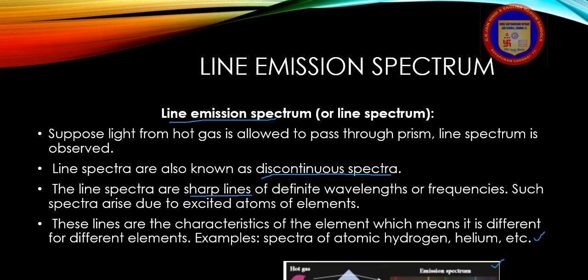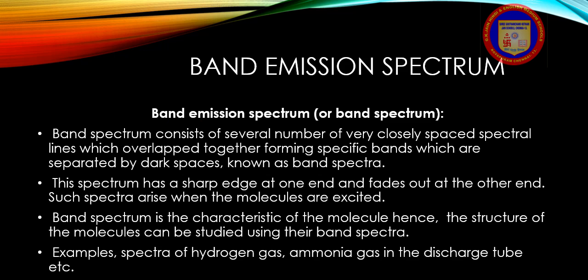Band emission spectrum, or band spectrum. A band spectrum consists of a large number of very closely spaced spectral lines which overlap together, forming specific bands which are separated by dark spaces. This spectrum has a sharp edge at one end and fades out at the other end.